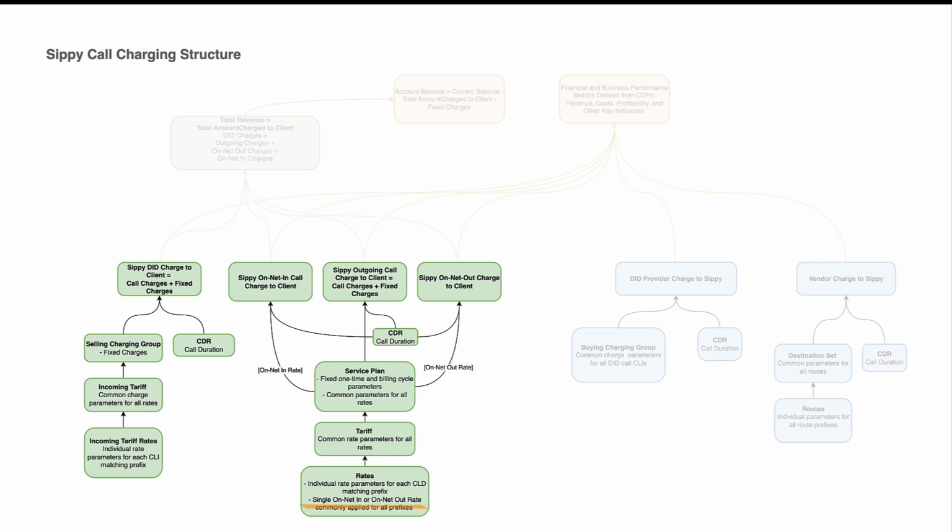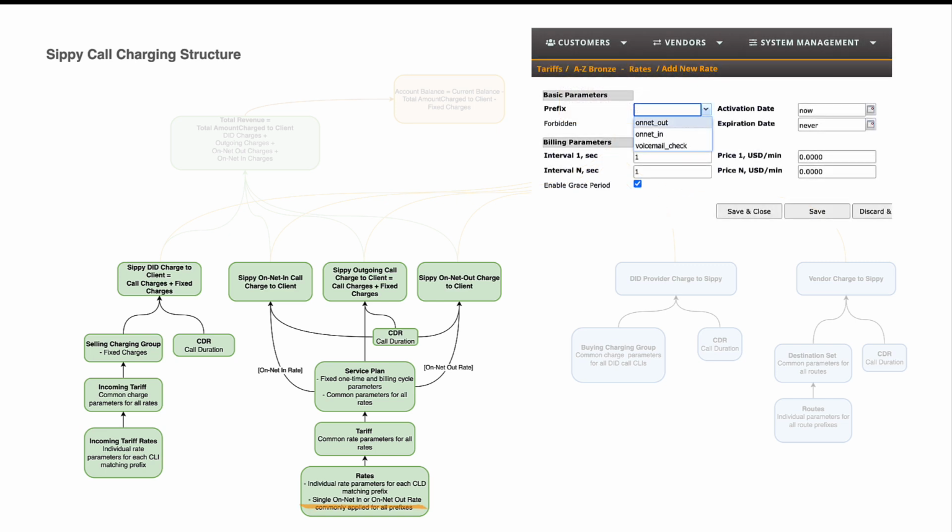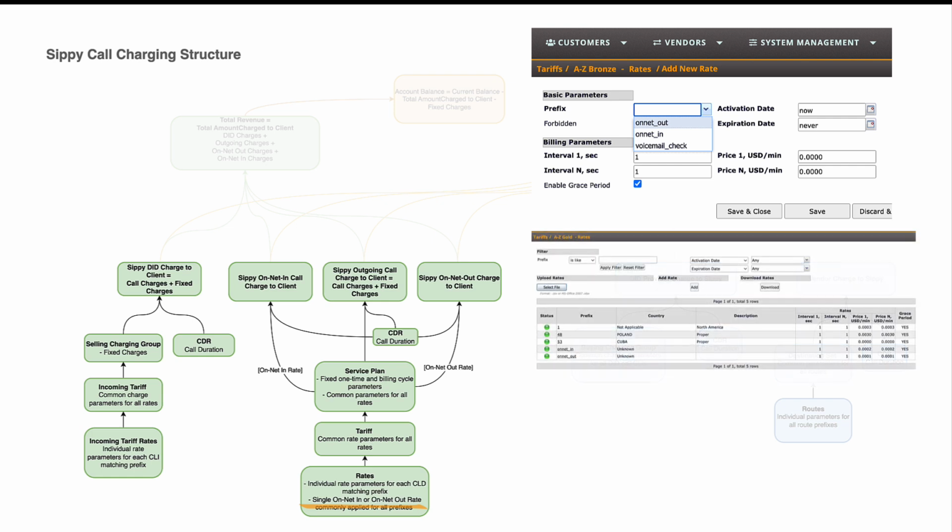special types of rates within the tariff applied to calls between accounts A and B, which in practice means the calls between the entities registered to these accounts, such as two user agents. Unlike the normal rates in the tariff, which are defined individually for each prefix, only one on-net in rate and one on-net out rate can be defined and applied to all prefixes.